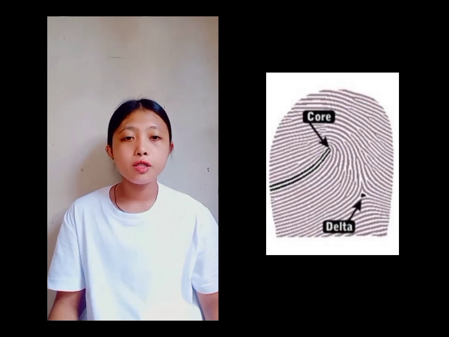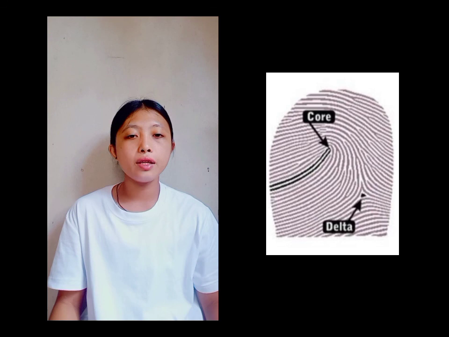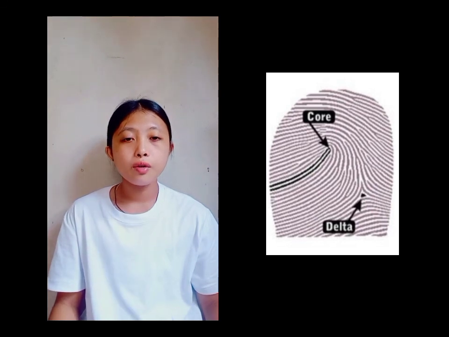So the difference between core and delta is that core is defined by a turning point of an innermost ridge, while delta is a place where 2 ridges running side by side diverge. So the importance of delta and core is that the deltas help to determine the fingerprint pattern and core is for conducting ridge counts.